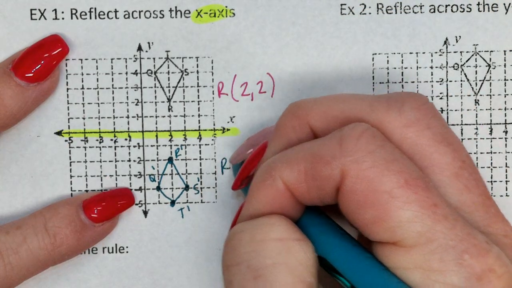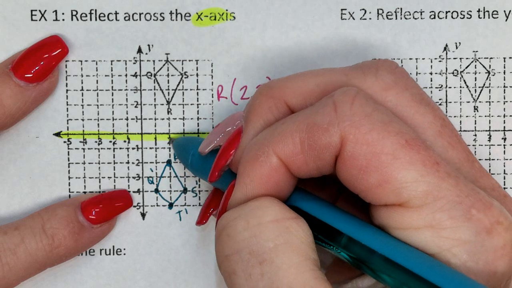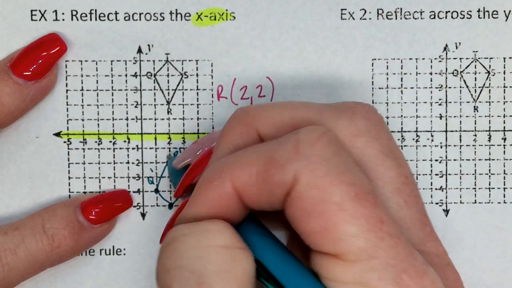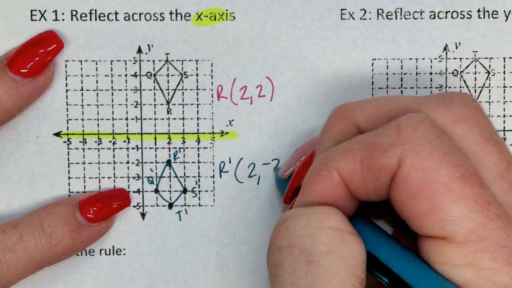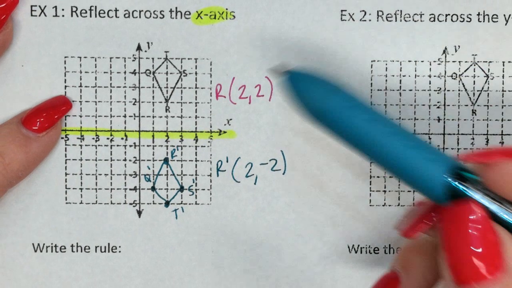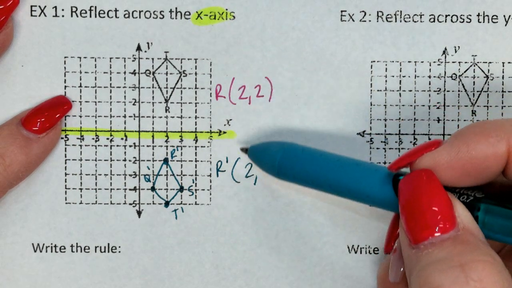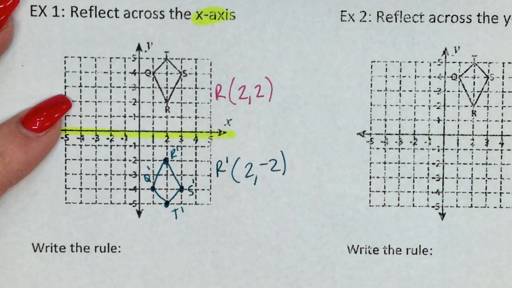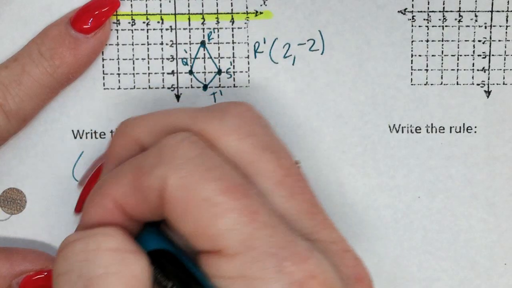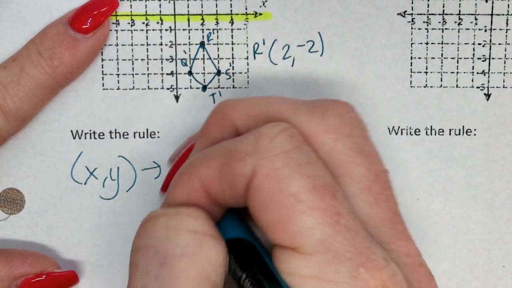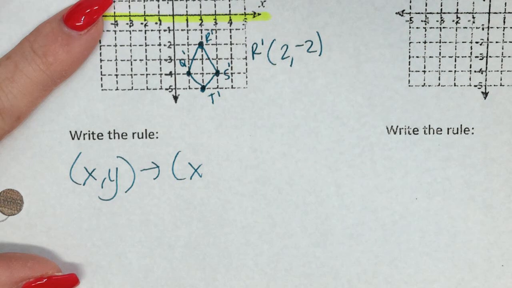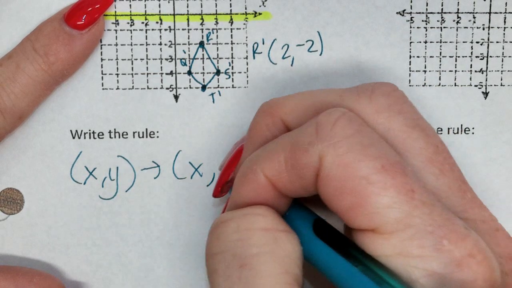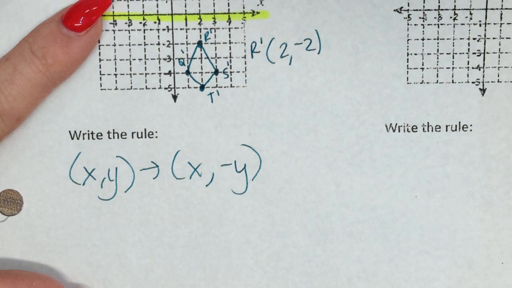Let's look at the new R. Where am I at on the x-axis? 2. Where am I at on the y-axis? Okay, so what is the rule? When we reflect across the x-axis, the x stayed the same and the y became negative, which we're going to say the word opposite. So write a rule. When you reflect across the x-axis, the x stays the same. So x stays x, but the y becomes opposite, which means put a negative sign in front of it.